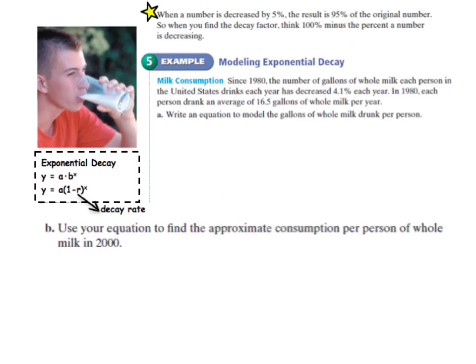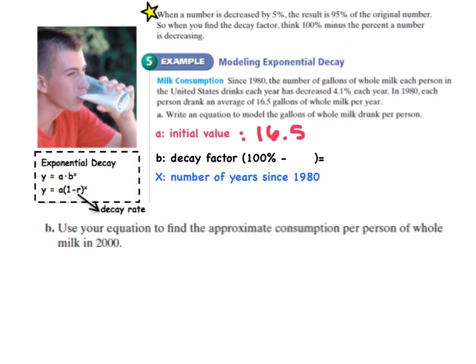Alright, one little thing to think about when you're doing decay problems is that when a number is decreased by 5%, the result is 95% of the original number. So when you find the decay factor, think 100% minus the percent a number is decreasing. So here's the decay problem, milk consumption. Since 1980, the number of gallons of whole milk each person in the United States drinks each year has decreased 4.1% each year. In 1980, each person drank an average of 16.5 gallons of whole milk per year. Write an equation to model the gallons of whole milk drunk per person.